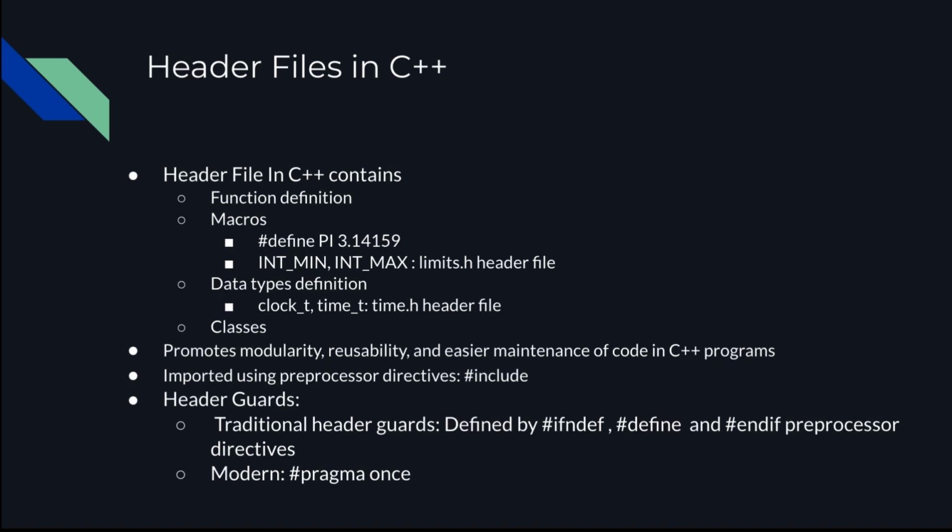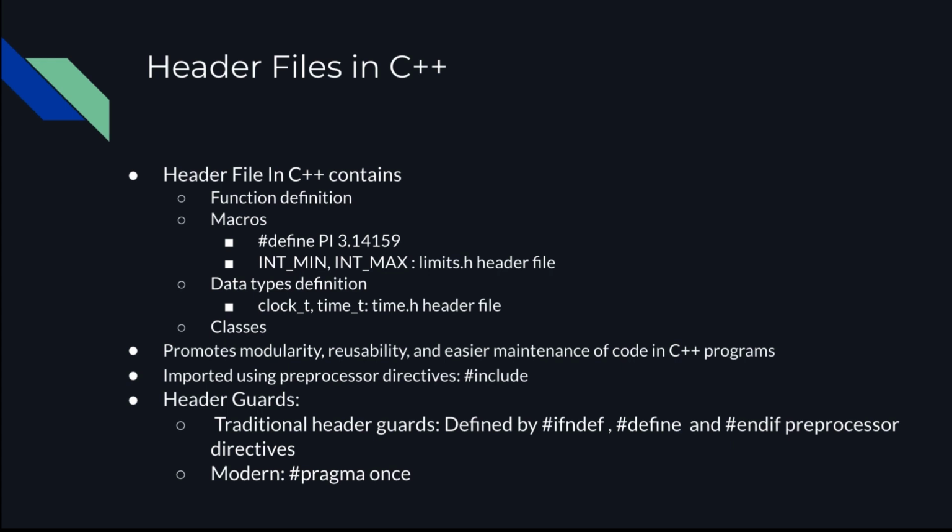Hello everyone. In this video we are going to see what header files are in C++. Header files are files that contain declarations of functions, classes, macros, data types and other programming elements without defining their implementation. A header file contains function declarations without their implementation, and we can use those functions in any source file where we have included that header file.